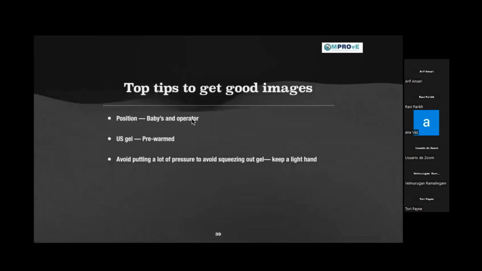So you don't want to do that. As we progress, we want to scan more and more babies, so don't wreck yourself, basically. So be comfortable while scanning the baby.